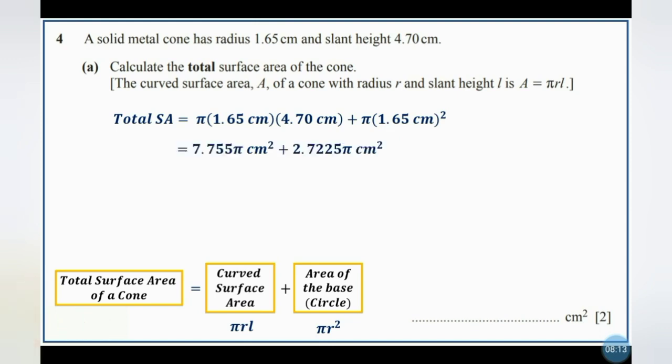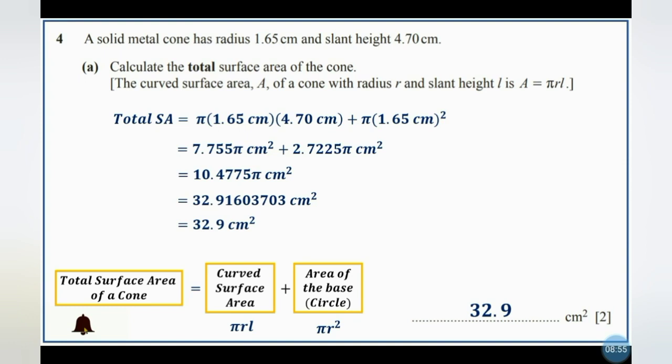So the total surface area is 7.755 pi centimeter squared plus 2.7225 pi centimeter squared. If you add them up, this will become 10.4775 pi centimeter squared. Encode this in your calculator, you will get an approximate value of 32.91603703 centimeters squared. Of course, you have to write your answer to 3 significant figures. So your final answer will become 32.9 centimeters squared.